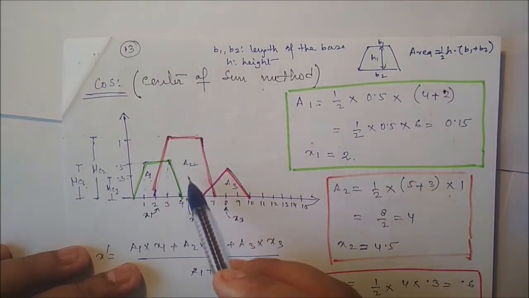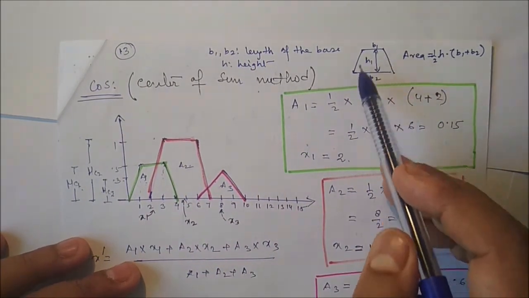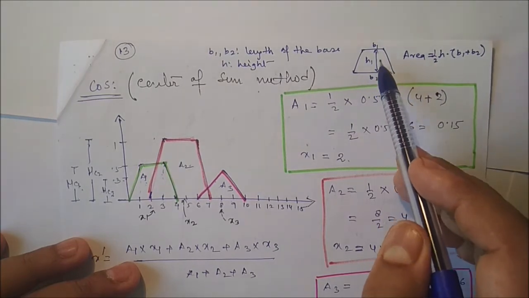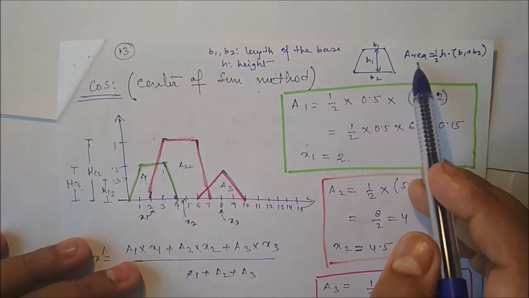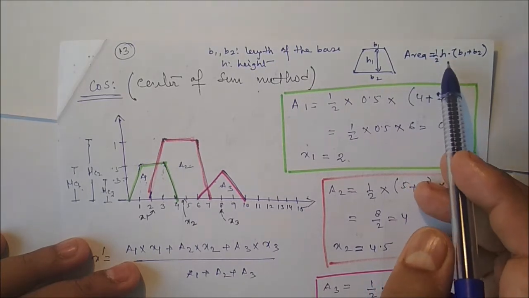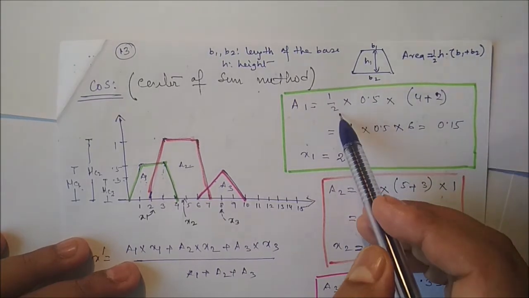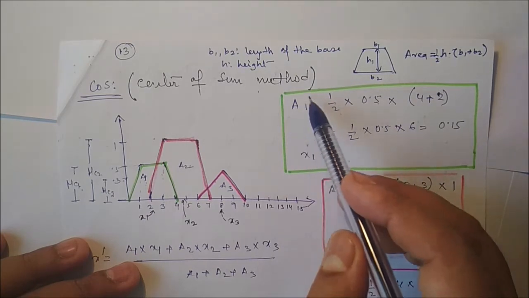So A1 is a trapezoid. So what is the area of the trapezoid? How to calculate this one? This one is the trapezoid, so B1 is this length, B2 is this length, and H1 is the height. B1, B2 are the lengths of the bases, and H is the height. So what will be the area? The area will be 1 by 2 into height into the addition of the bases. So 1 by 2, and 0.5 is the height, so how to calculate the area of A1?